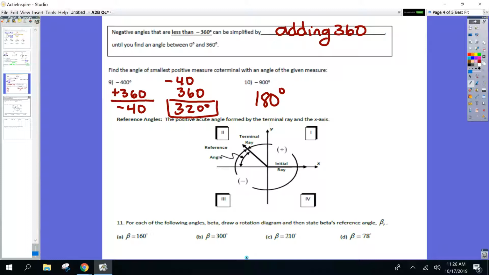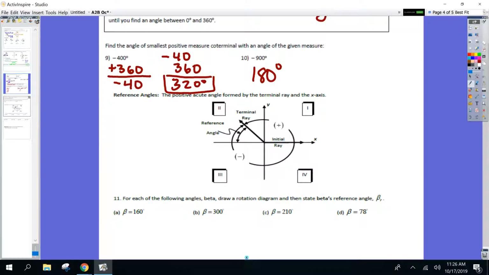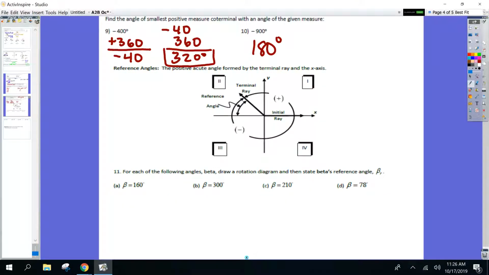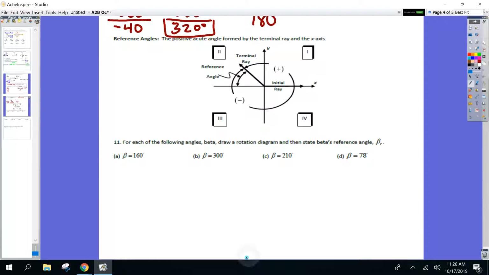All right. Second half of class, what's a reference angle? A reference angle is an acute angle formed by the terminal side and the x-axis. Ready, I'll show you real quick.